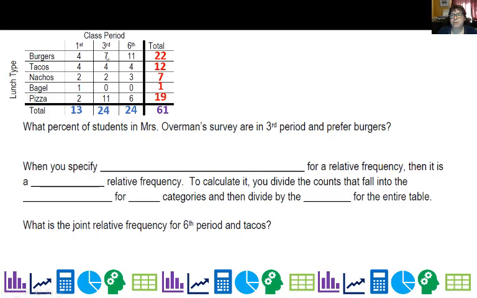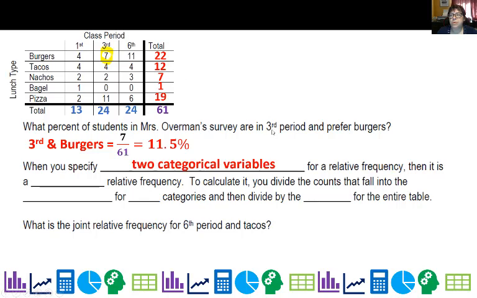Now, what percent of students are in my third period and prefer burgers? So that means they have to be third period and prefer burgers. That would be those 7 students right there. And since it's a percent of all my students, it would be out of the 61. So that's 11.5%.